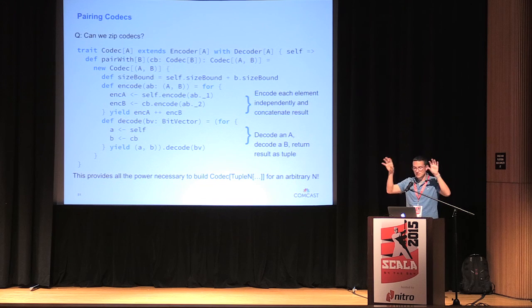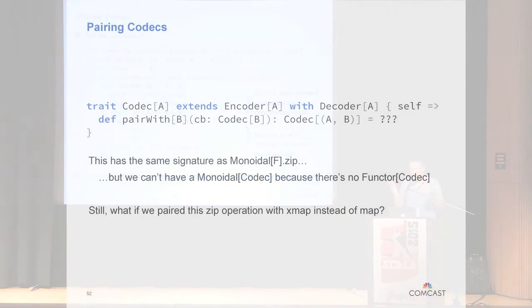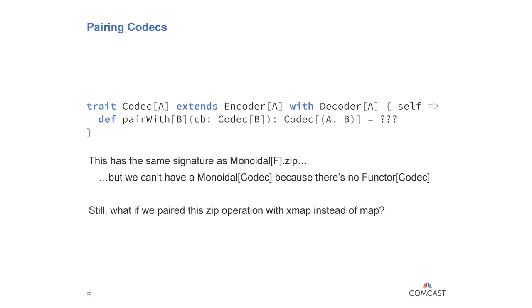We're going to encode each of the two values in the tuple independently. We'll encode the first element of the tuple with the original codec of A. We'll encode the second element of the tuple with the codec of B. And then we'll just concatenate those bit vectors together, assuming that they both succeeded. And then decoding is the literal flat map that we were using earlier. It takes the bit vector, first decodes out an A, then decodes out a B, and then returns the tuple. If we look at just the type signature of this function, we have something that looks very much like our zip operation from the monoidal type class.